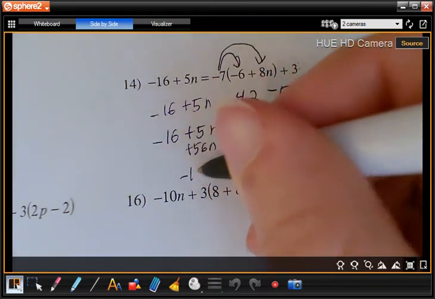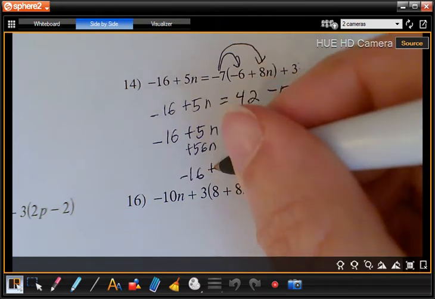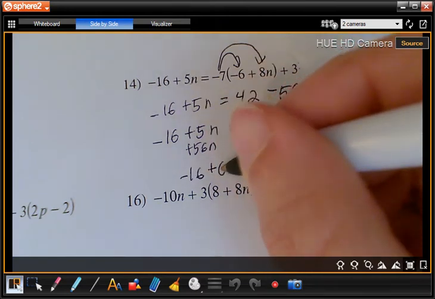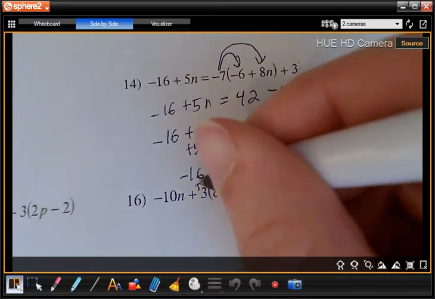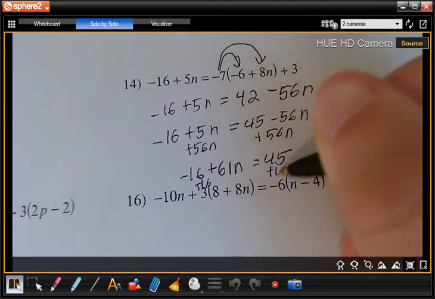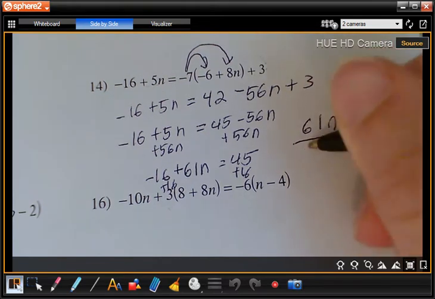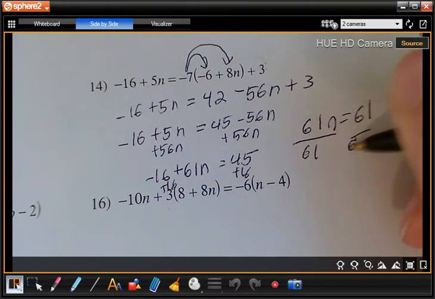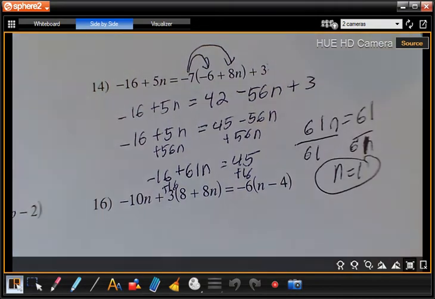And I'm going to get -16 plus 61n equals 45. And then I would add that 16 to both sides. So I would get 61n equals 61. Divide both sides by 61. And I get n equals 1 as my final answer.